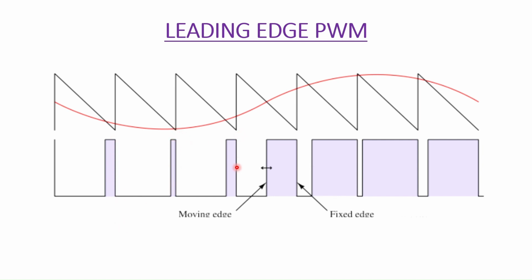Here also it is fixed, but the position of the leading edge is getting changed according to the information signal. Here the information signal was of large magnitude, so the width of the pulse was also large. Here the information signal was of small magnitude, so the width of the pulse was also small.